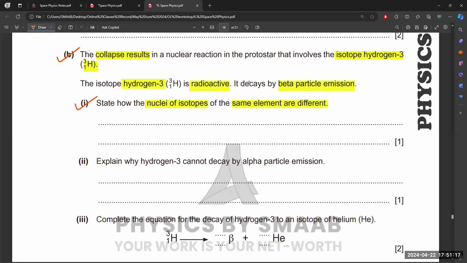So basically this is a simple question related to isotopes. We know that isotopes have a different number of neutrons. This is the difference.